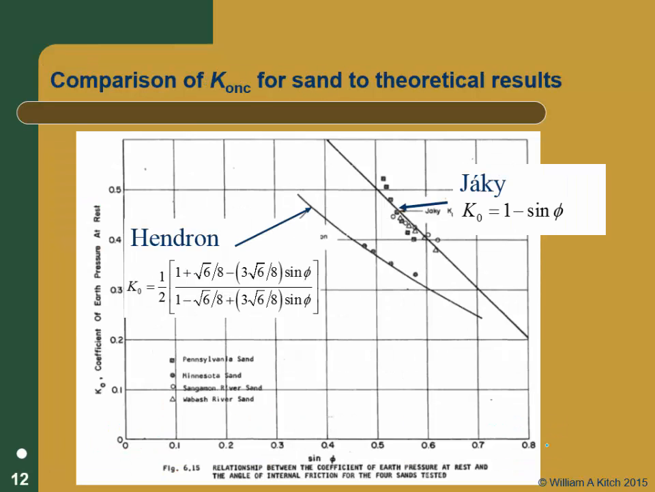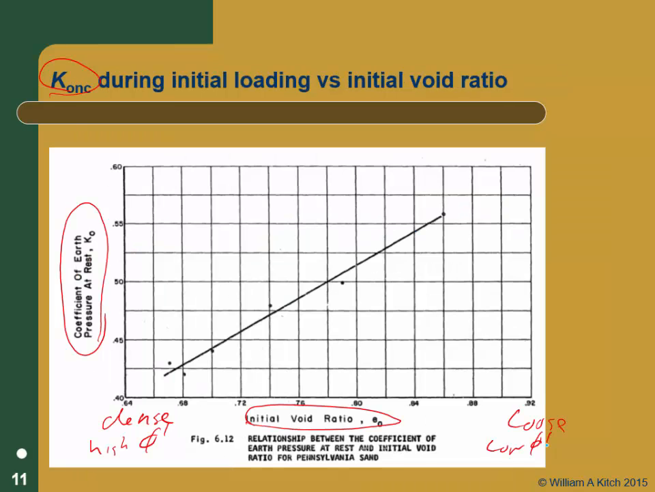And so, by the way, what was Jaky's equation? I just wrote it here, but Jaky's equation was K naught is equal to 1 minus sine phi. Does that work here? As phi goes up, sine phi goes up, and K naught goes down. Good. Everything's moving in the right direction. You like it when things move in the right direction. Next question is, are the values right? But at least we have the sign right.